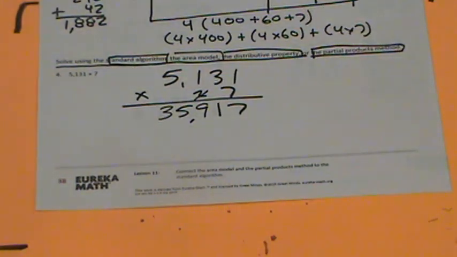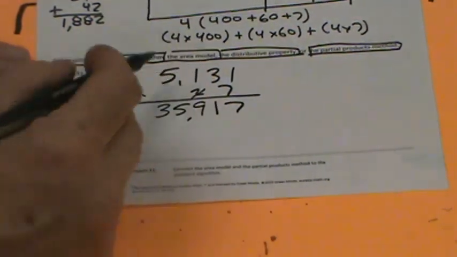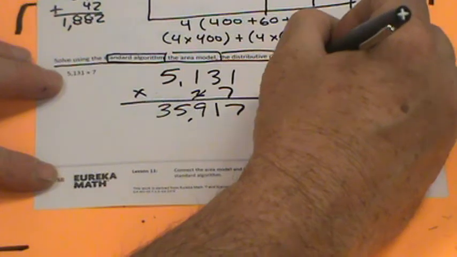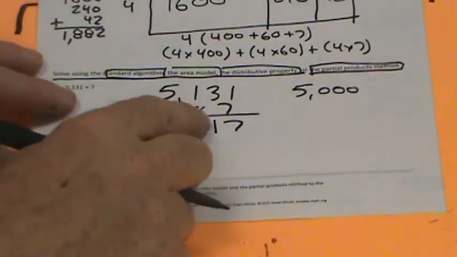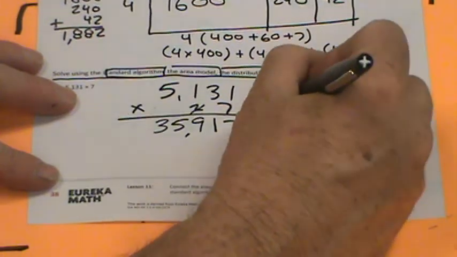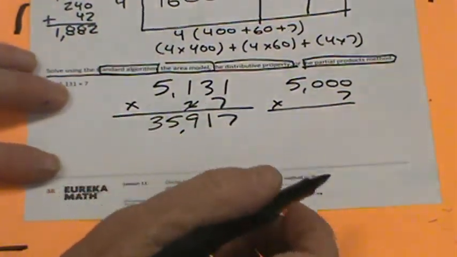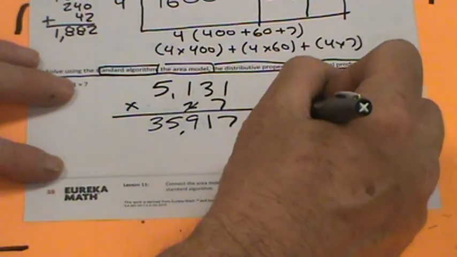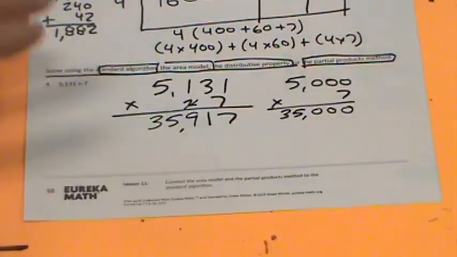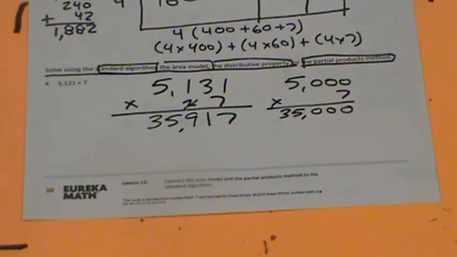Now let's just check for reasonableness. I'm going to round this to the nearest 1,000, which would be 5,000, right? Much closer to 5,000 than it is to 6,000. And we'll multiply by 7. Watch what happens when we use the standard algorithm with this. 0 times 7 is 0, 0 times 7 is 0, 0 times 7 is 0, 5 times 7 is 35. My goodness, I think my answer is quite reasonable. I'm glad we checked for reasonableness.